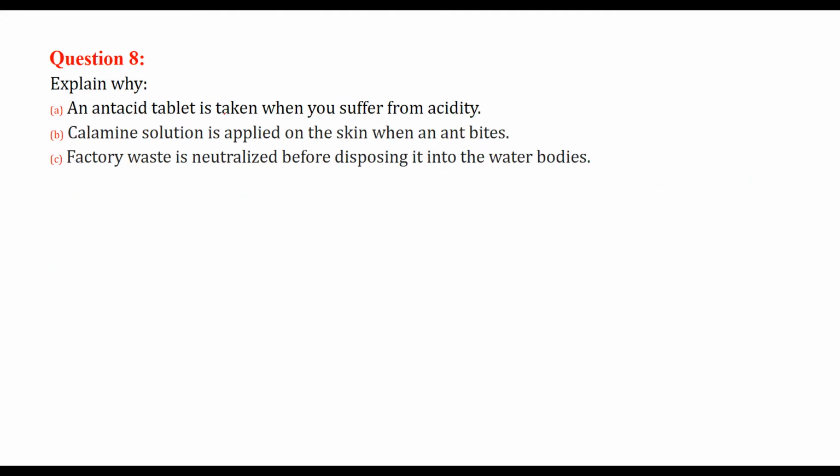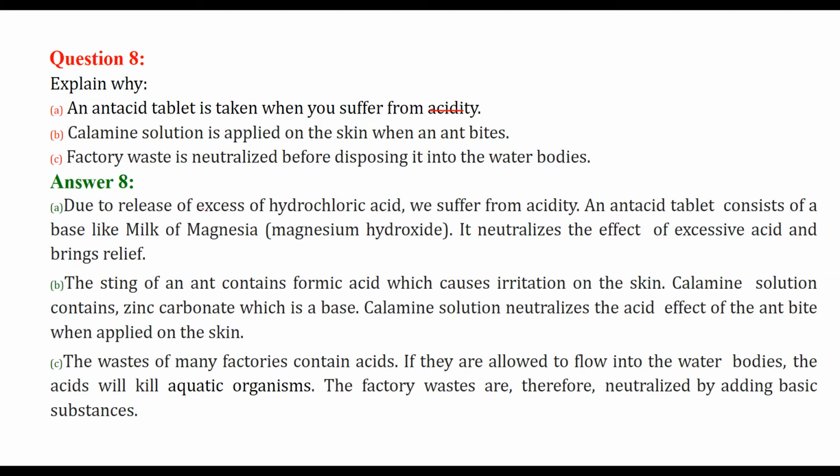Explain why an antacid tablet is taken when you suffer from acidity. Acidity means our stomach has a lot of HCl. Due to the release of excess hydrochloric acid, we suffer from acidity. An antacid tablet or syrup consists of a base like milk of magnesia, magnesium hydroxide. It neutralizes the effect of excessive acid and brings relief from the acidity.